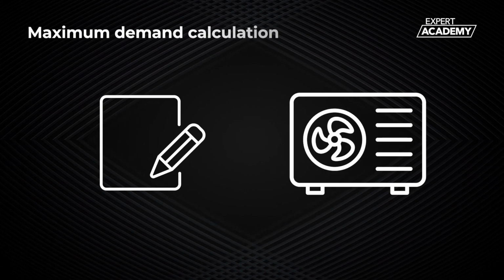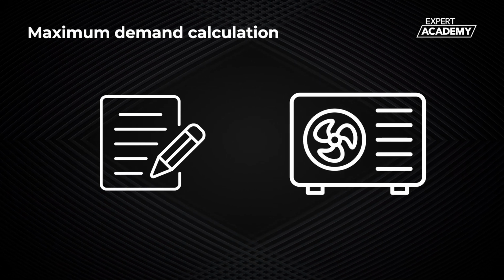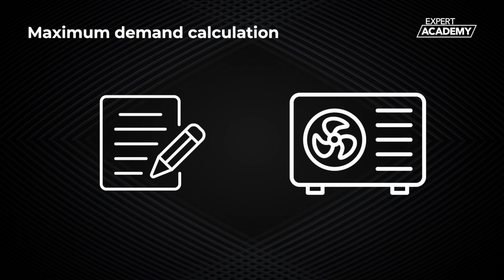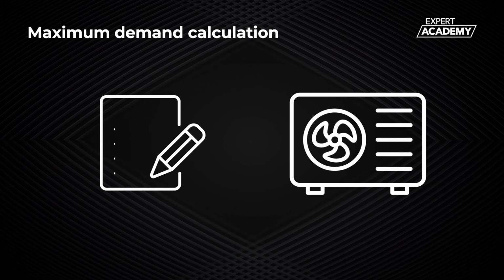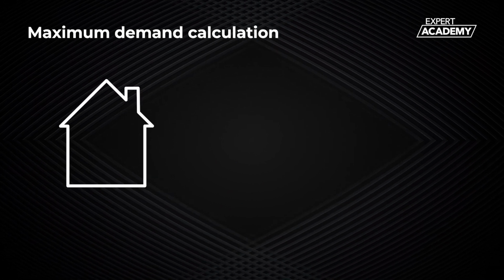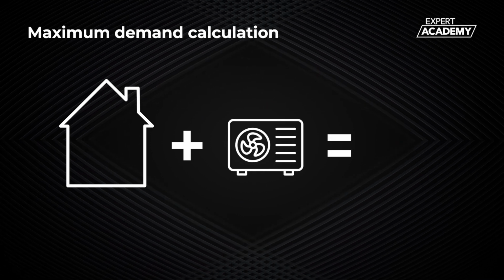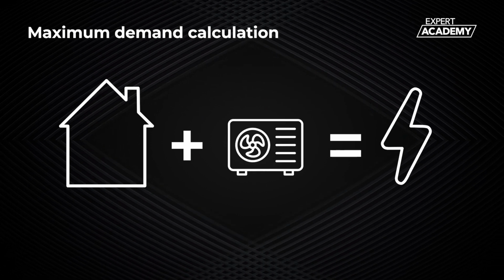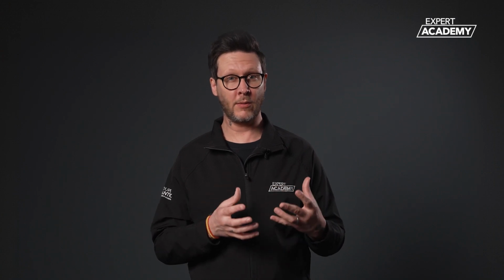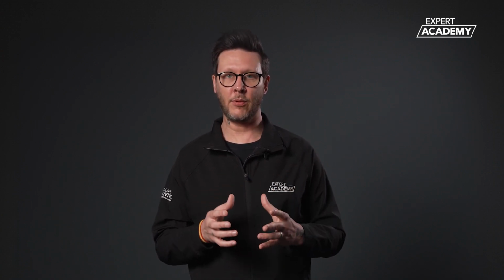There is a requirement to complete a maximum demand calculation, the result of which will inform the path with the local DNO. This ensures the total house demand plus the new heat pump you are fitting doesn't exceed the available supply to the property. If the calculation suggests upgrade work may be required, DNO approval must be obtained before the heat pump is installed.